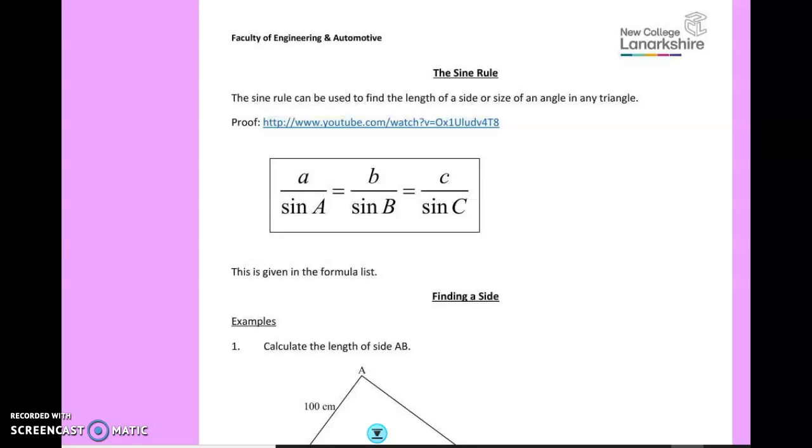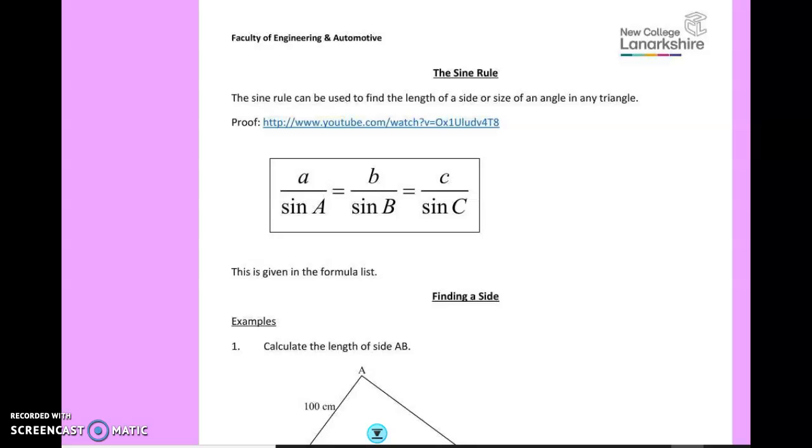If you want to see the proof of this, I've put a link there to a YouTube video that goes over the proof. You don't need to have a look at the proof if you're not interested. All we need to be able to do is use the formula. We don't need to know where it has come from.